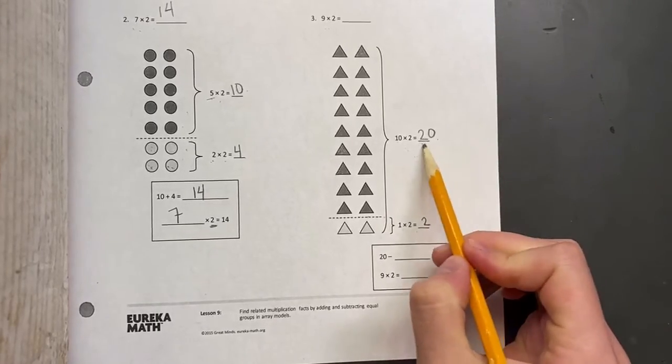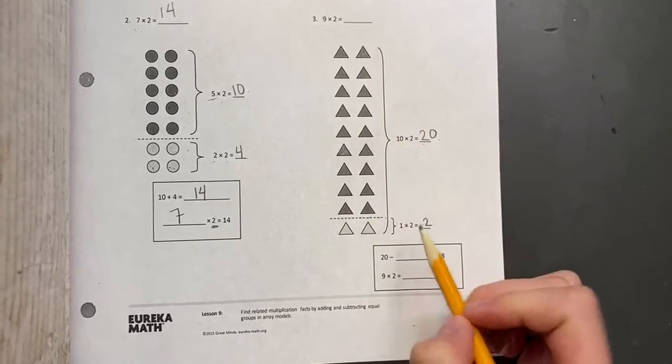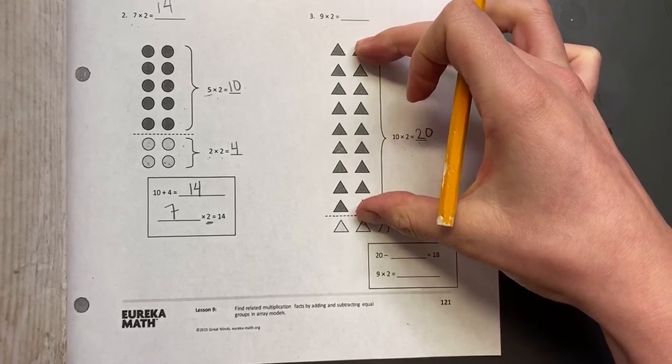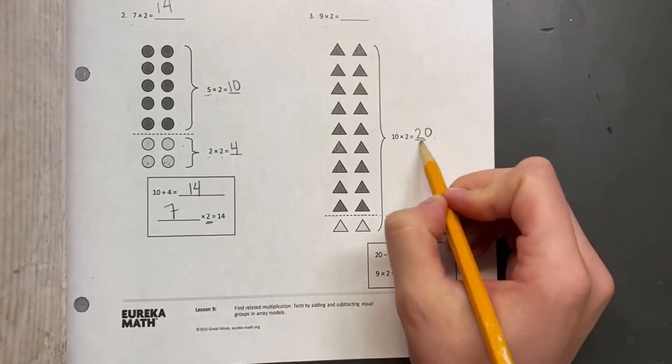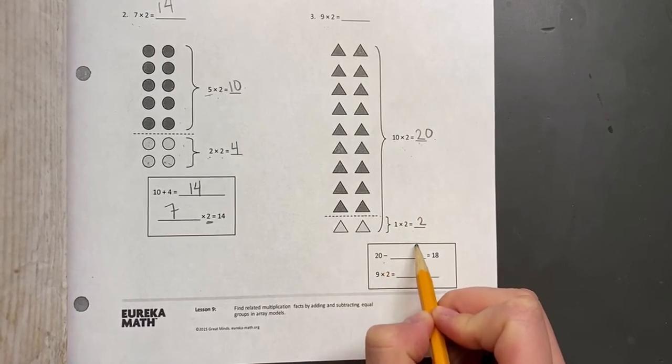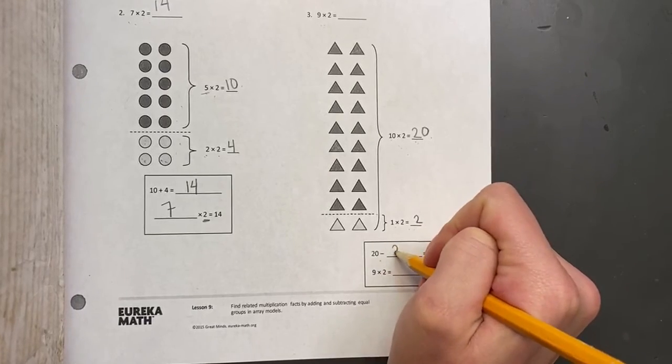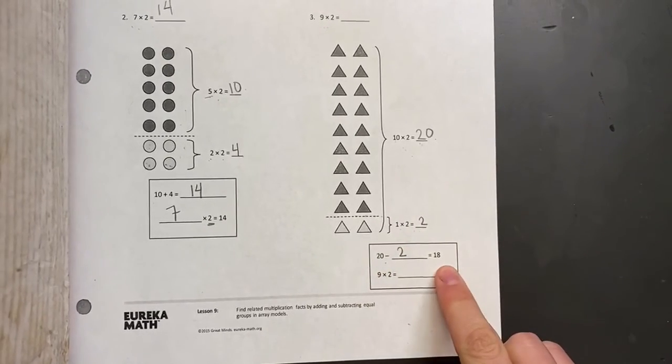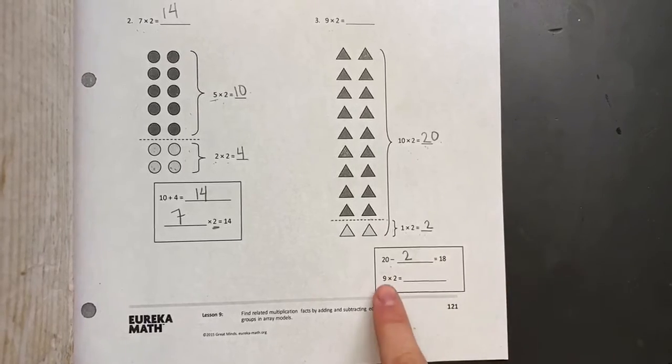So this is my total of my 2 arrays, but I just want the total of this array. So I'm going to take my total of 20, subtract my one array of 2, which gives us the total of 18. So now we want to know, what is 9 times 2?